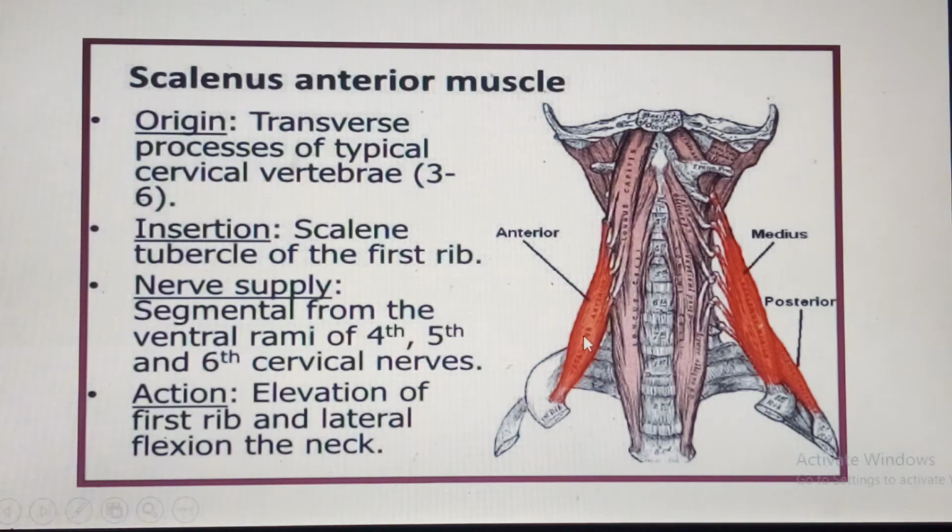Now, by way of action, you can see that's where it's inserting, so it's going to help elevate the first rib. And remember, one thing about these scalene muscles is that they will all help in lateral flexion of the neck. Lateral flexion of the neck. So that's the scalenus anterior muscle, with innervation coming from the ventral rami of the various spinal nerve levels. Okay, that we see.